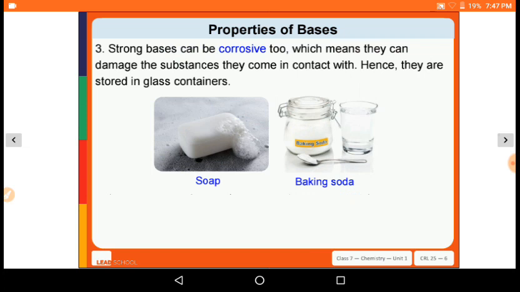Strong bases can be corrosive too, which means they can damage the substances they come in contact with. Hence, they are stored in glass containers.